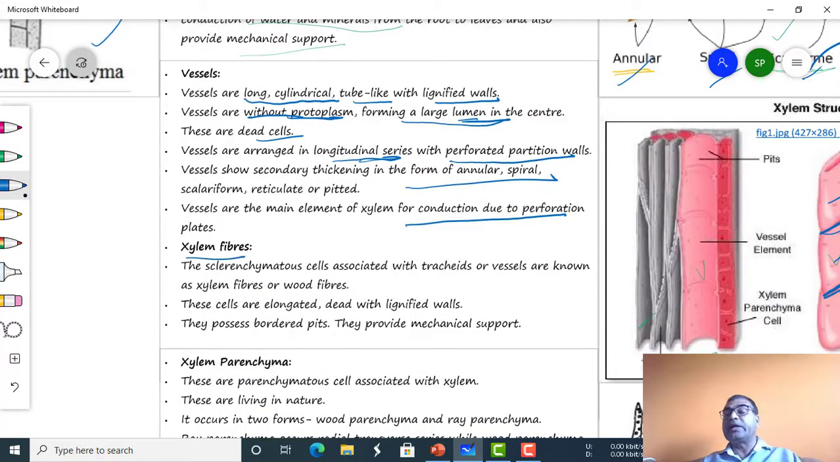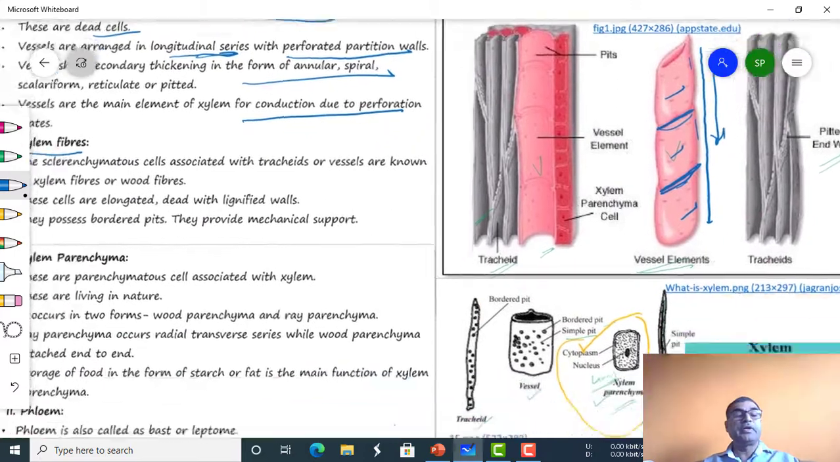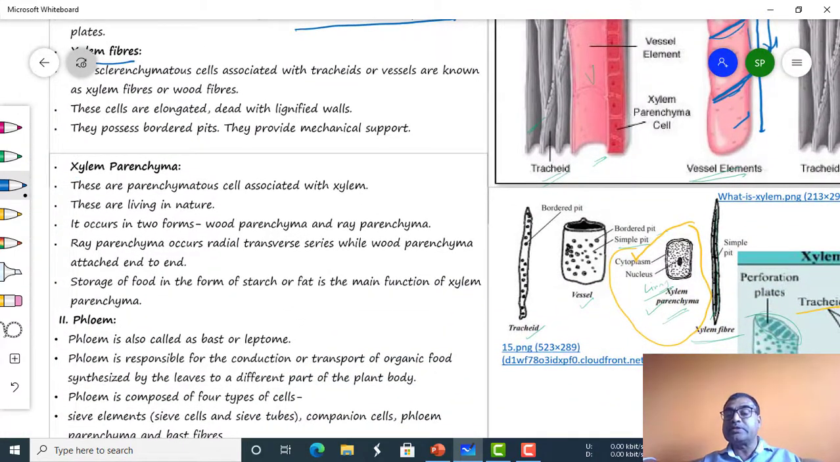Just see about the xylem fibers. Okay, so this one is a xylem fiber. Sclerenchymatous cells associated with the tracheids or vessels of xylem are known as xylem fiber or wood fiber. These are elongated dead cells with lignified walls. And what is the function? Mechanical support. These fibers also possess bordered pits.